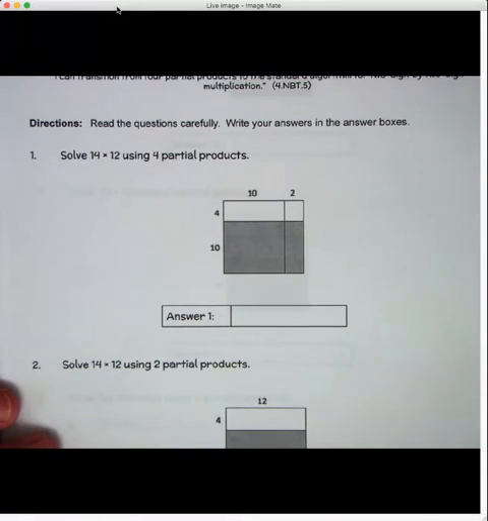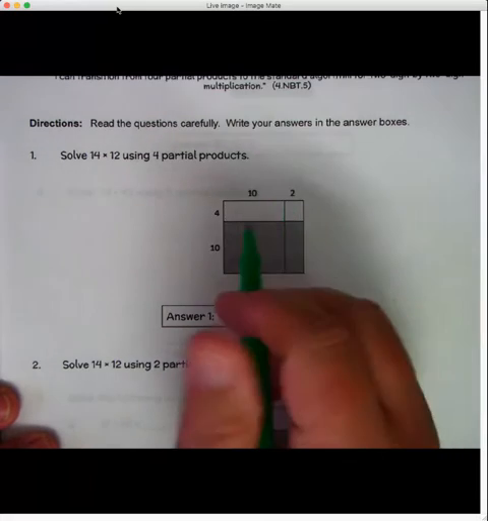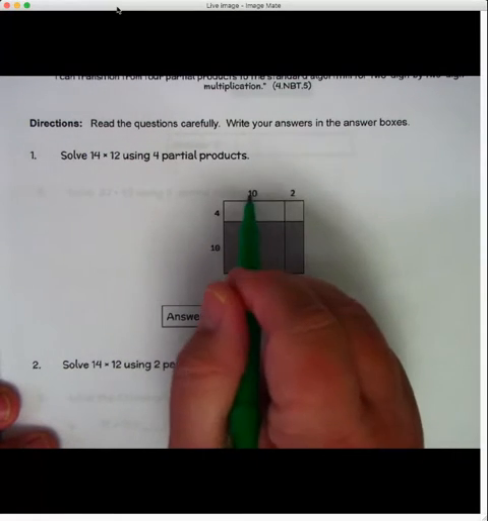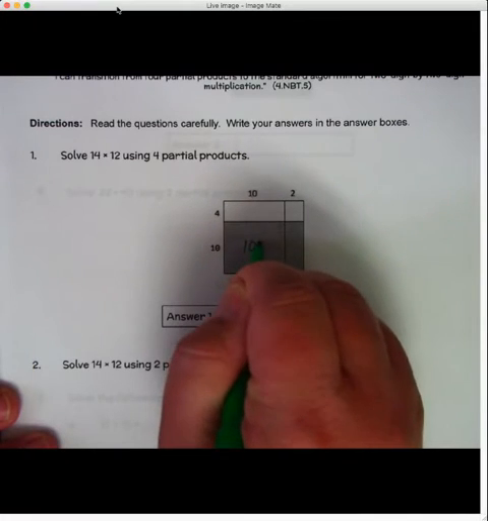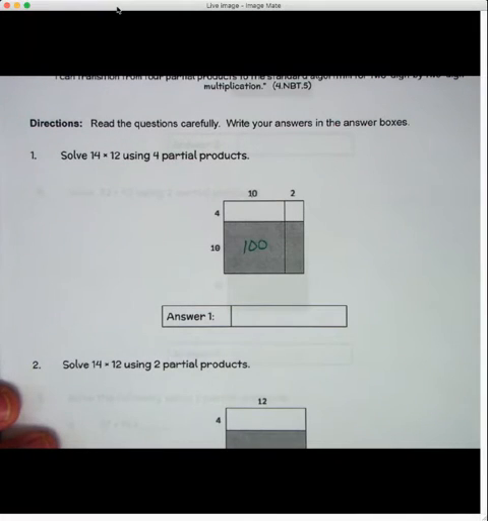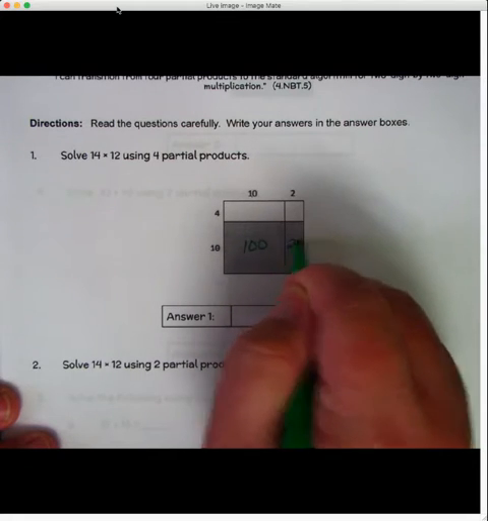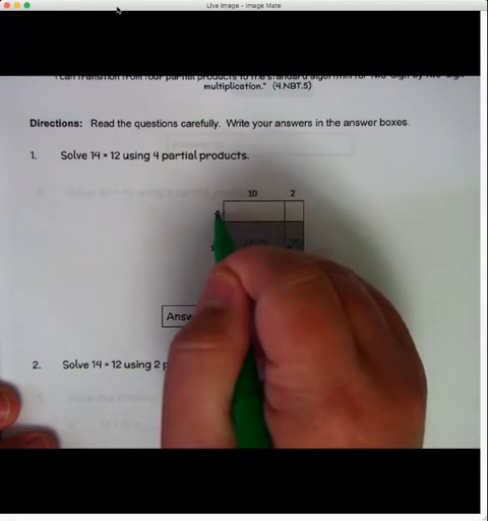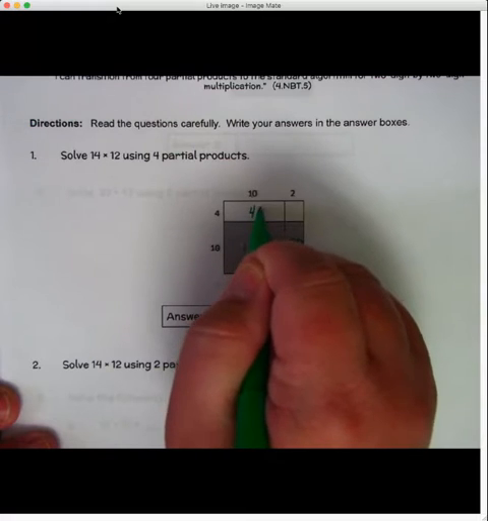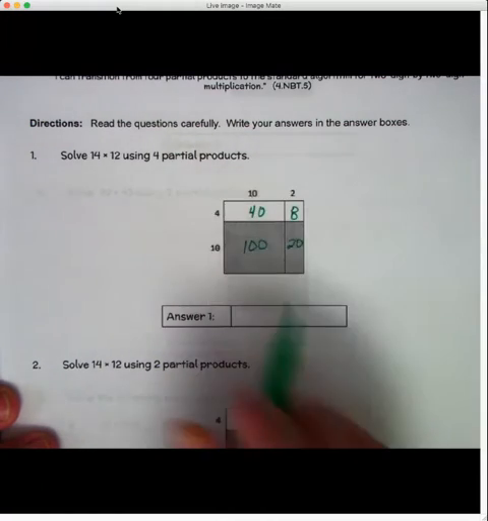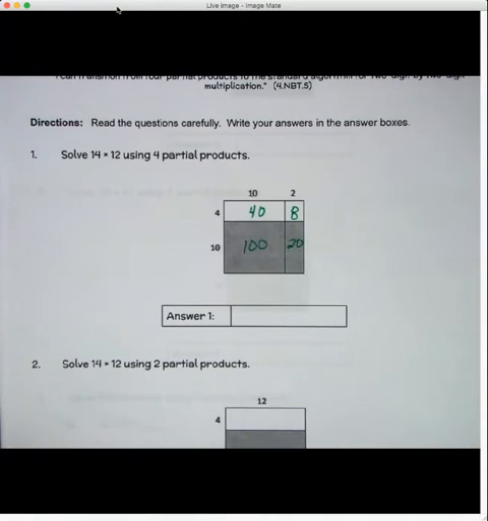get the answers. What he said was you do the tens times the tens. Well, that's what we're going to do. 10 times 10 is 100. And then do the 10 times the ones. 10 times 2 is 20. And then do the 1 times the tens. 4 times 10 is 40. And then the ones times the ones. 4 times 2 is 8. And we've got those same 4 partial products we did.